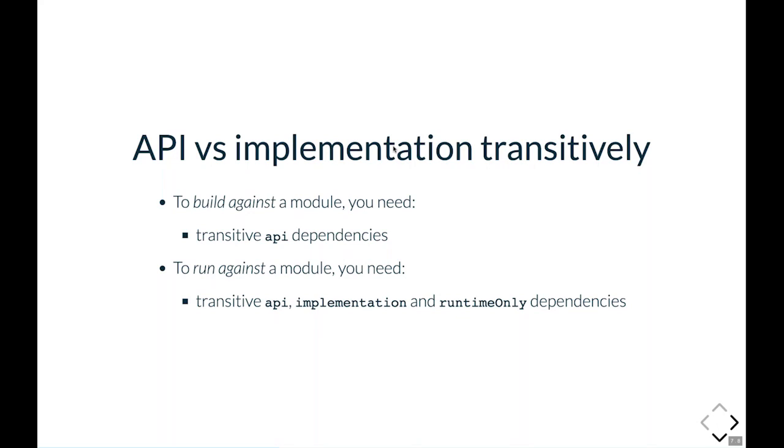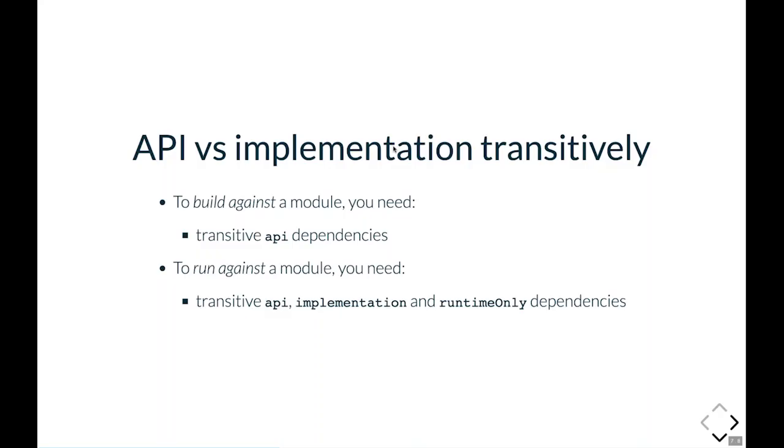Then you've got the same concept of API versus implementation transitively. It's what Cedric showed, where the CLI project couldn't see the SLF4J APIs unless the Git utils project declared it as an API dependency. Of course, the alternative would have been to say, oh, my CLI project needs SLF4J, I'm declaring it immediately as a dependency. So that's also, of course, an option. And so transitively, what we're talking about is again building and running, but this time it's not building a module, but building against a module, and not running, but running against or with a module.